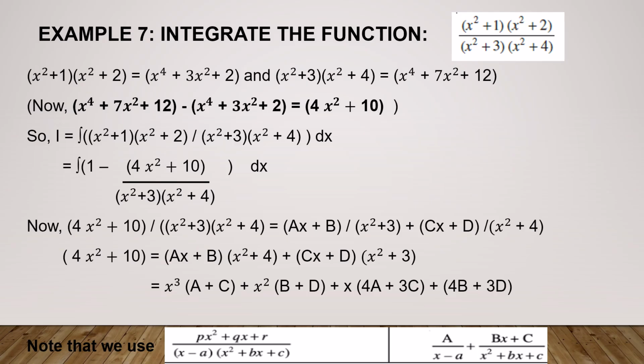So now 4x square plus 10, that is the numerator, is equal to, taking LCM on the right hand side, ax plus b into x square plus 4 plus cx plus d into x square plus 3. So now you get the whole equation in which you are having 4 unknowns, a, b, c and d, and you will get 4 equations. So let us solve them.